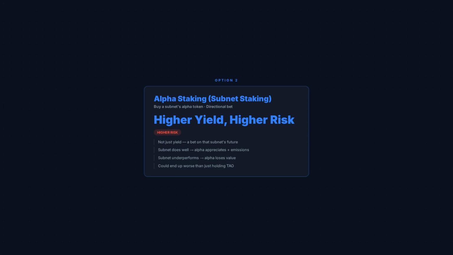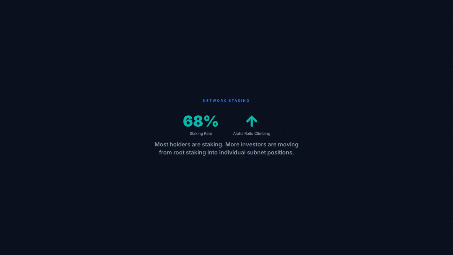If the subnet does well, your alpha appreciates and you earn emissions. If the subnet underperforms, your alpha loses value and you could end up worse than if you had just held TAO. The current network staking rate is around 68%, meaning most TAO holders are staking rather than holding idle tokens. The alpha stake ratio has been climbing as more investors move from root staking into individual subnet positions.